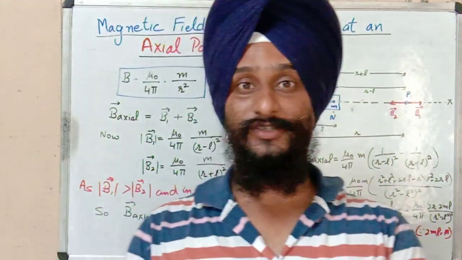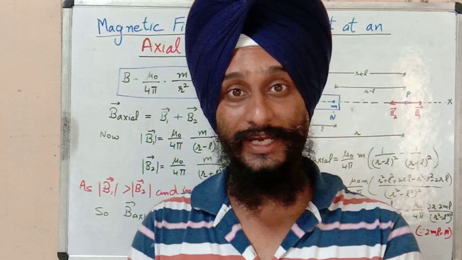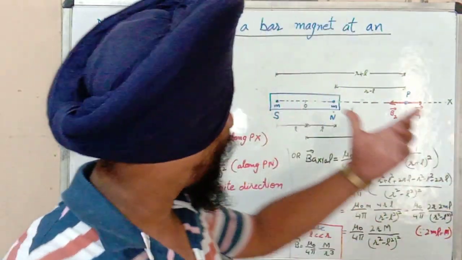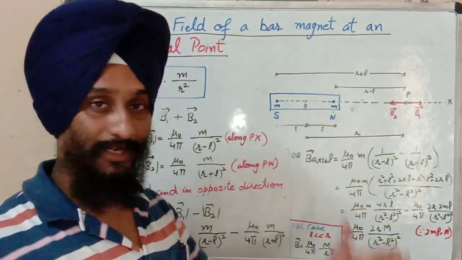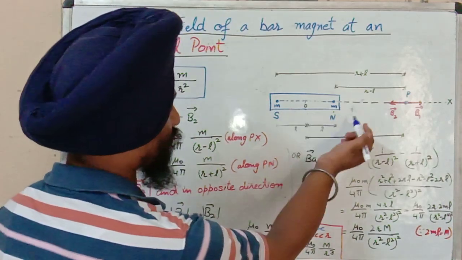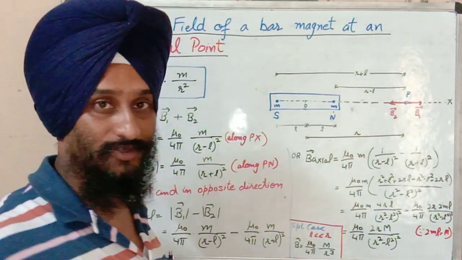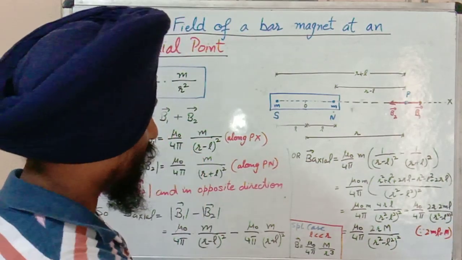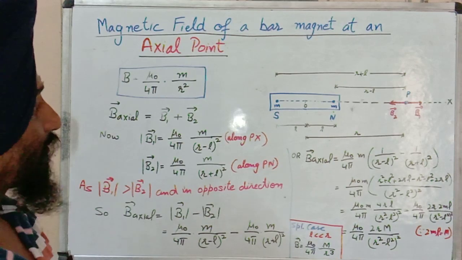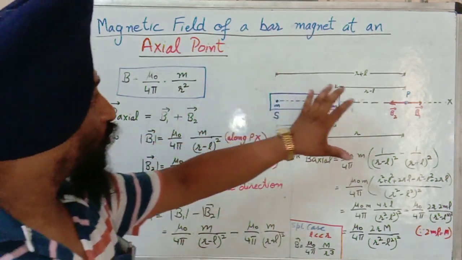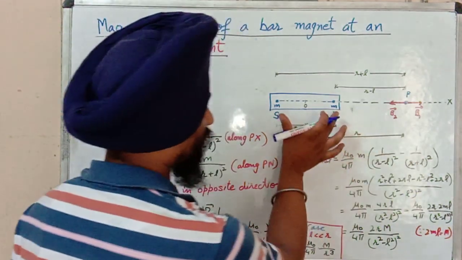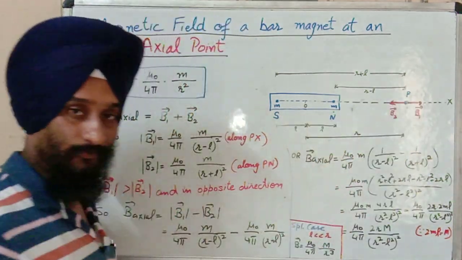And we are going to start our next chapter, magnetism. Now you are already familiar with the bar magnet. In previous classes, you learned that it has two poles, north and south. And now we are going to discuss the field due to this bar magnet, and we have to calculate the field due to this bar magnet at some point P.